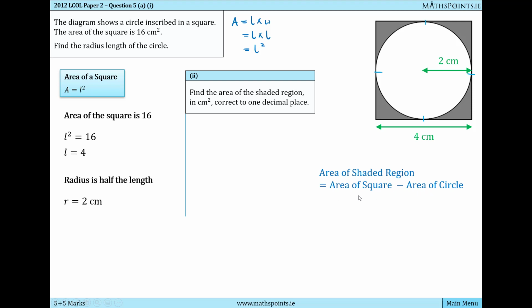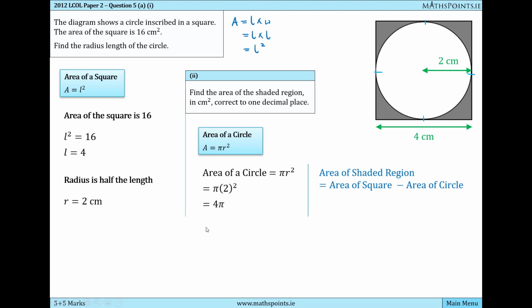We've already found the area of the square, which is 16, so we need to go and find the area of this circle of radius 2. There's a formula in our tables for the area of a circle. The area of a circle is pi r squared. We know that the radius is 2, so we're going to substitute 2 in for r. The area of the circle is pi times 2 squared, which is 4 pi.